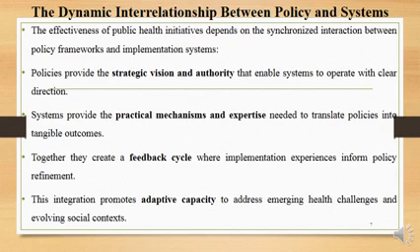So let's look at it this way. Policy provides the strategic vision and authority, while systems provide the practical mechanisms and expertise needed to translate policy into tangible outcomes. Together, they create a feedback cycle, with implementation experiences informing policy refinement. This integration promotes adaptive capacity to address emerging health challenges and evolving social contexts.